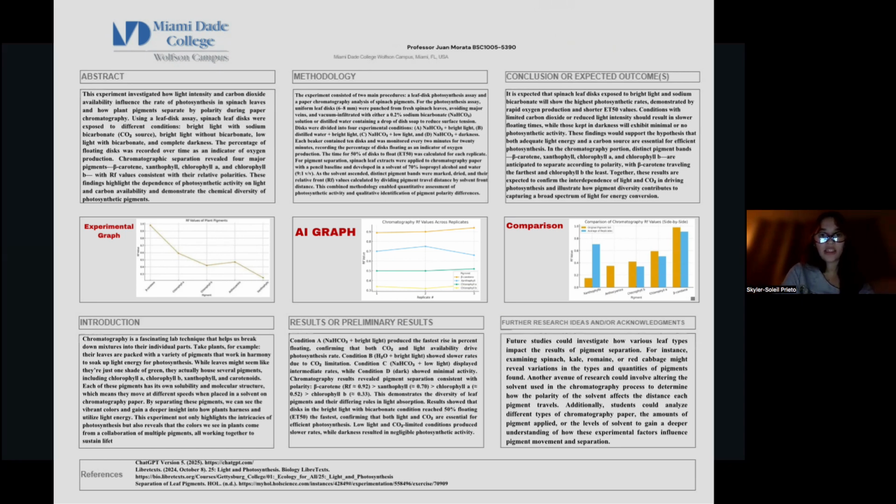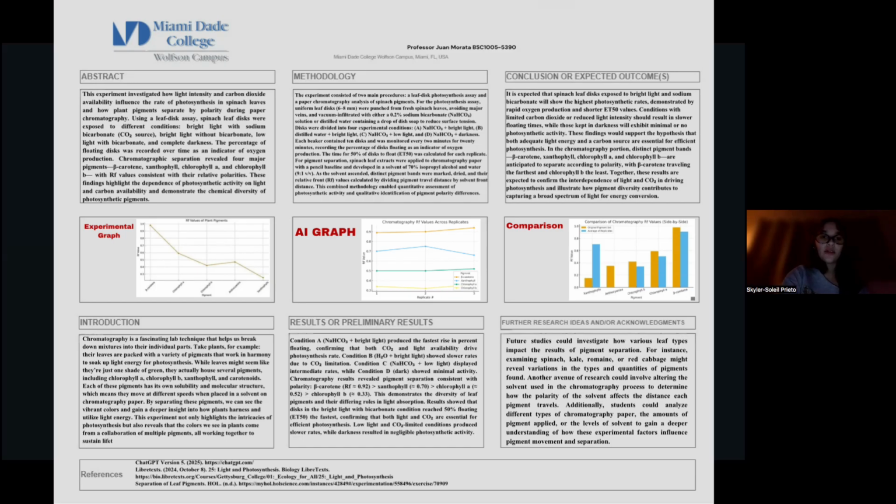For pigment separation, spinach leaf extracts were applied to chromatography paper with a pencil baseline and developed in a solvent of 70% alcohol and water. As the solvent ascended, distinct pigment bands were marked, dried, and their relative RF values calculated by dividing the pigment's travel distance by the solvent front distance. The combined methodology enabled quantitative assessment of photosynthetic activity and qualitative identification of pigment polarity differences.